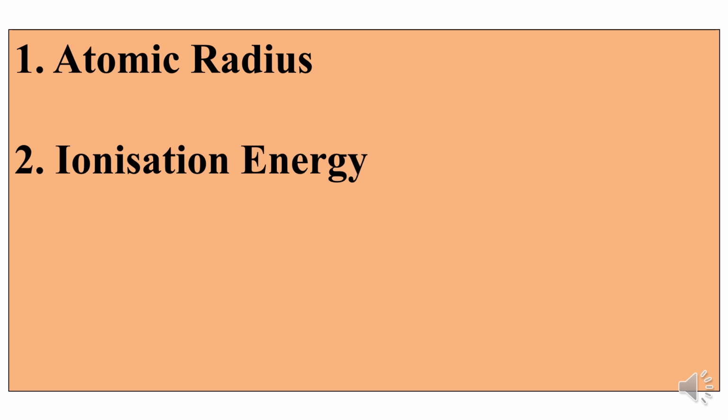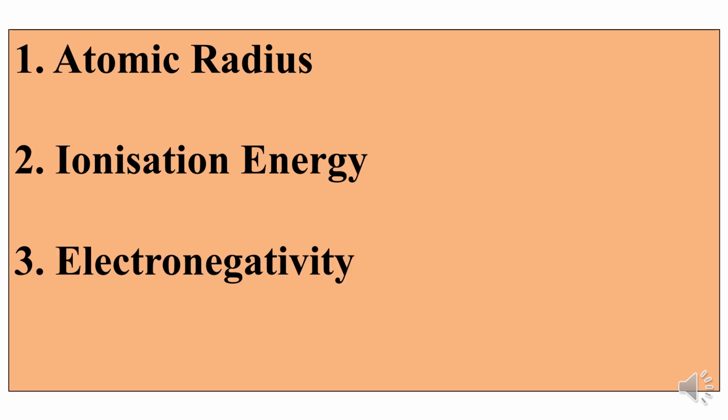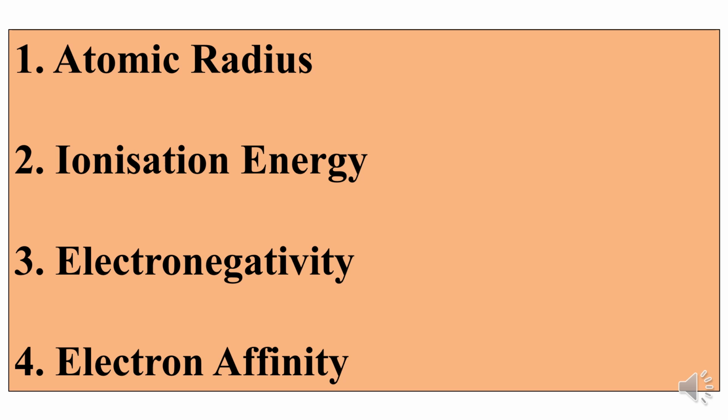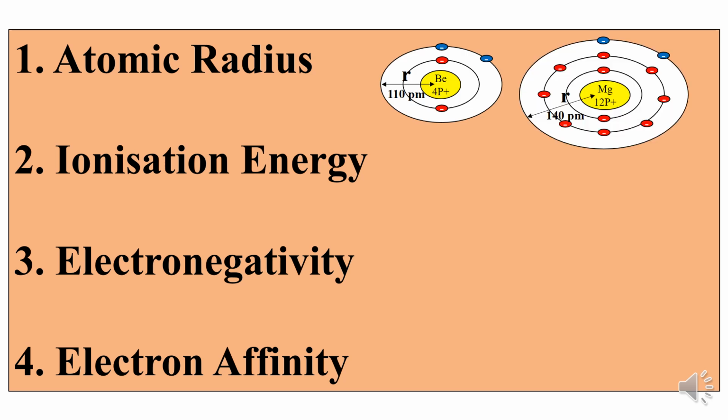In this tutoring session, I will give a brief explanation about atomic radius, ionization energy, electronegativity, and electron affinity. This will be followed by a quick summary of the factors affecting these atomic properties. I will explain the atomic radius with respect to beryllium and magnesium atom.